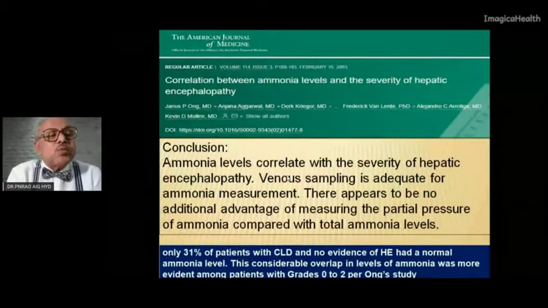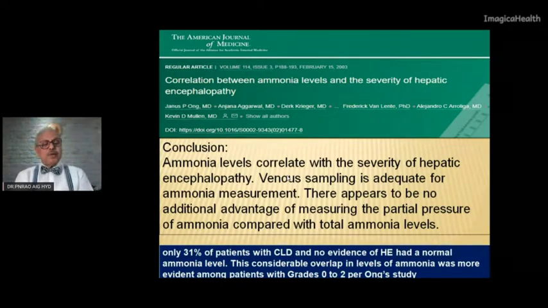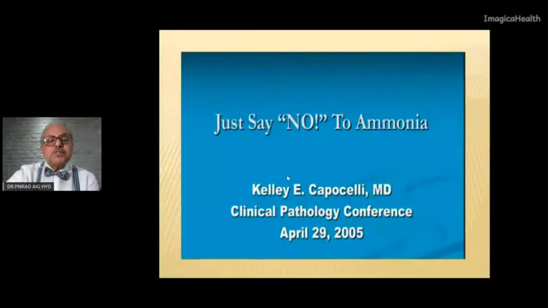And look at this, one of the articles, done by Ong in 2003. Although they said that ammonia levels correlate with the severity of hepatic encephalopathy, and venous sampling is adequate, sometimes we wonder whether an arterial or venous sample should be taken. But only 31% of patients with chronic liver disease and no evidence of hepatic encephalopathy had normal ammonia levels. There was also considerable overlap in ammonia levels, which was more evident among patients with grade 0 to 2 encephalopathy in this particular study.